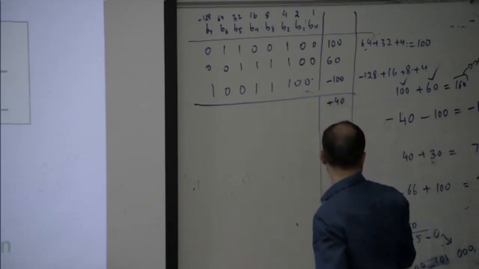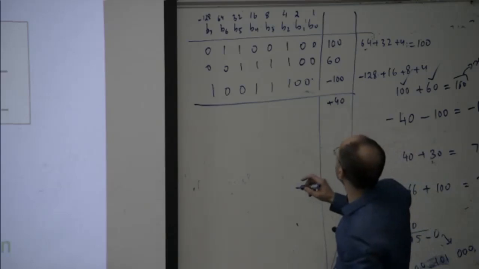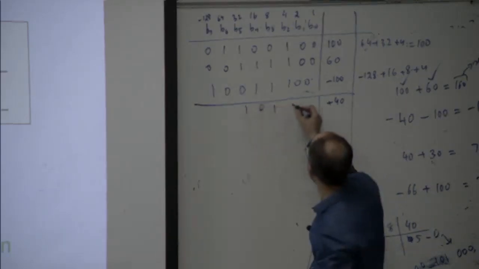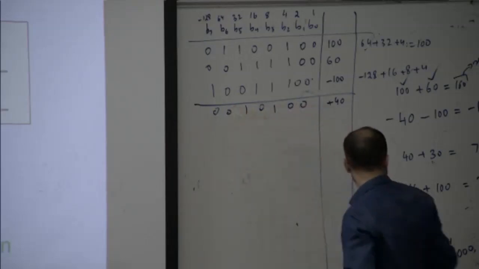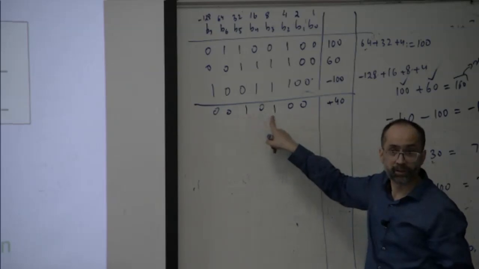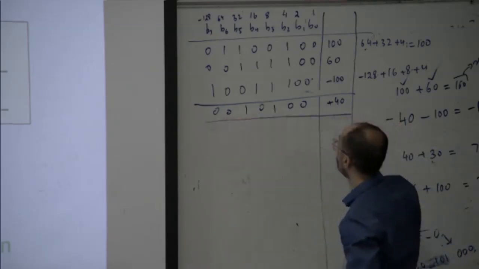Okay. How can we calculate plus 40? So plus 40 is what? 32 plus 8, and then I use different methods. Can you see here? The same method. I use the different methods. This is the sum of the weight method. Now I want to calculate minus 40.